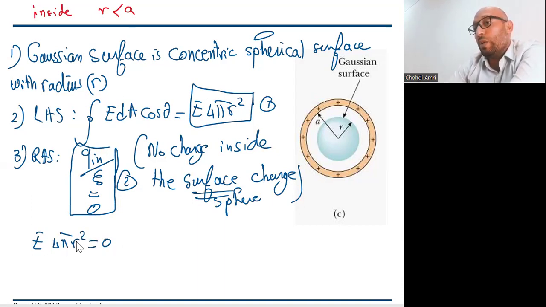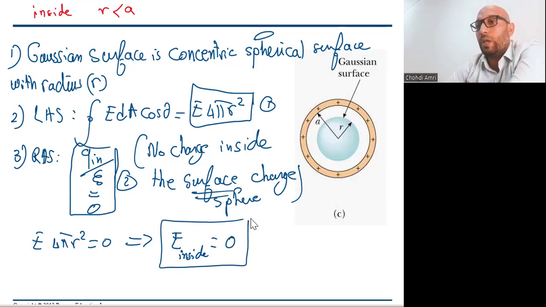r is different from 0. 4 pi is different from 0. That means our electric field inside the spherical shell is 0. It's okay. Why? Because we don't have any charge inside this spherical surface. We have a sphere charged on the surface only. Okay. Now we can move to the second step.